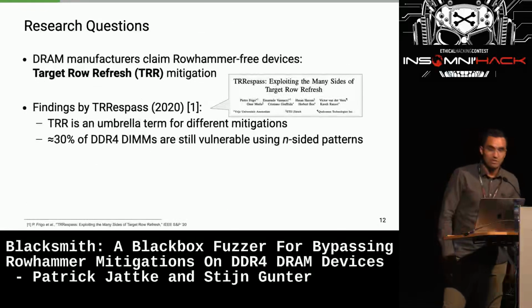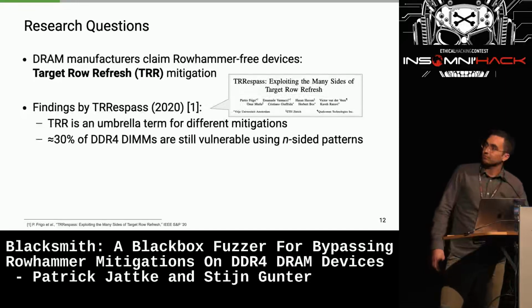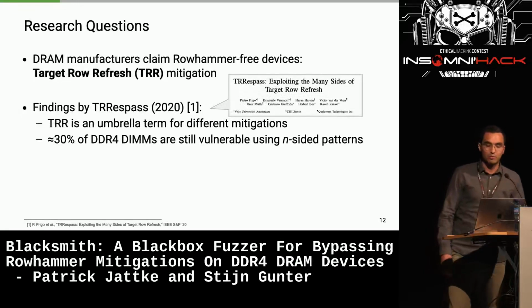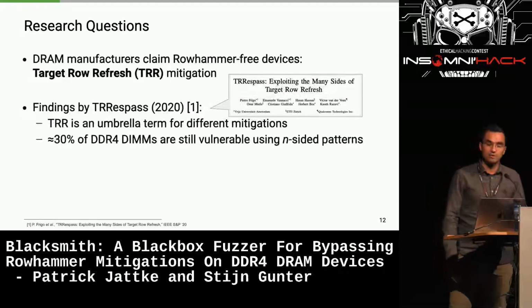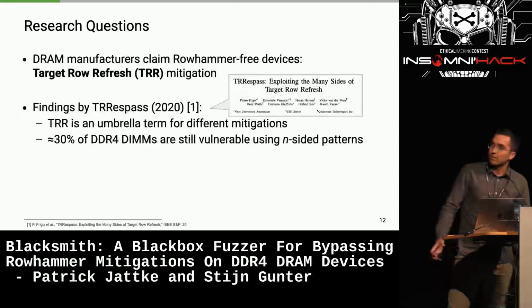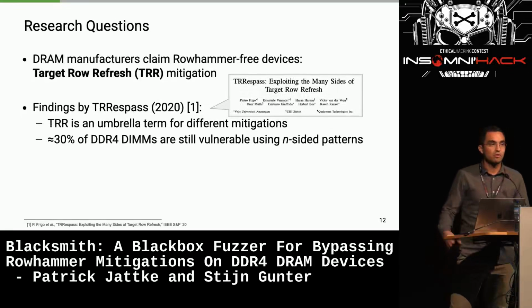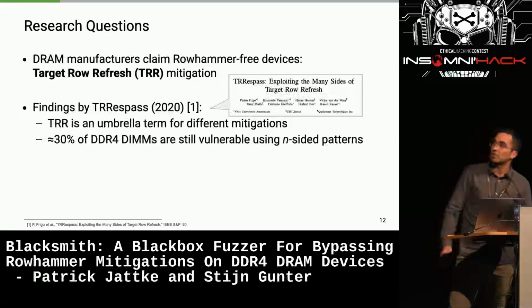Now, the research question that motivates our research is basically the claim from DRAM manufacturers that promise that DDR4 devices are Rowhammer free. There was work before in 2020 called TRRespass that investigated these mitigation mechanisms on the DRAM device, called target row refresh, for the first time. They found out that TRR, this mitigation mechanism, is like an umbrella term for different mitigations. Different manufacturers deploy different mitigations.